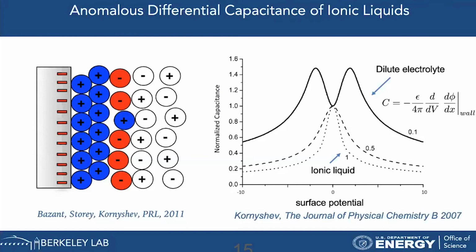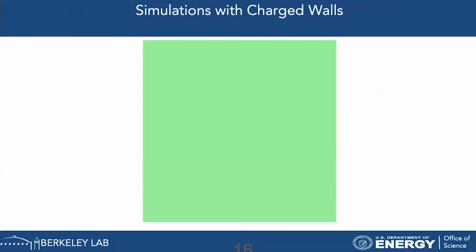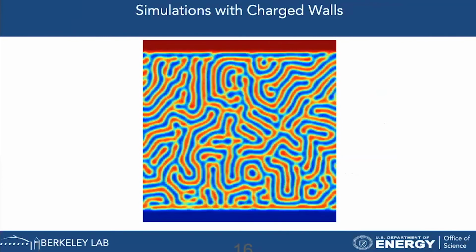For ionic liquids, because of how these molecules interact with the surface, they're just piling up more and more, and they form this extended double layer. Their capacitance measurements actually decrease as we increase the surface charge of the liquid. And this is something that people have referred to in the literature as anomalous differential capacitance. And our goal was to see if we could actually capture this with our model.